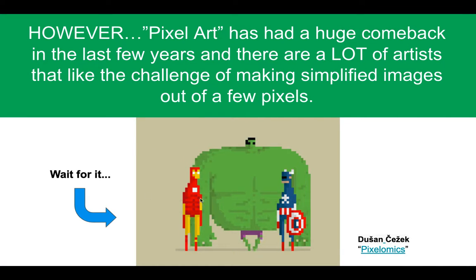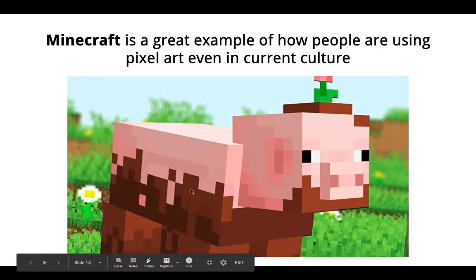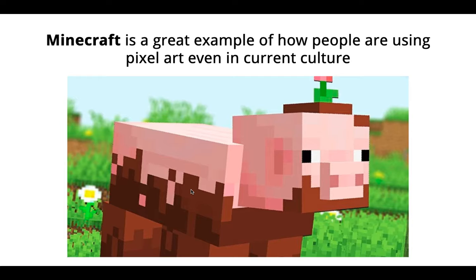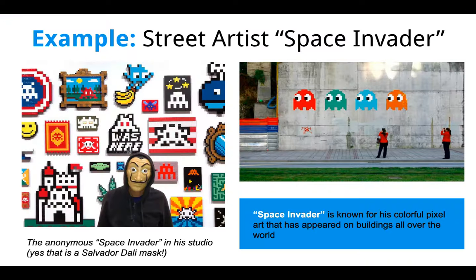So you can see this is all made of pixels. It's very obvious. Minecraft is a great example of how people are using pixel art even in current culture. This is very obviously pixels. Pixel art examples, I'll show you some here. So this is a very famous Vincent van Gogh painting, but it was remade by an artist out of pixels.